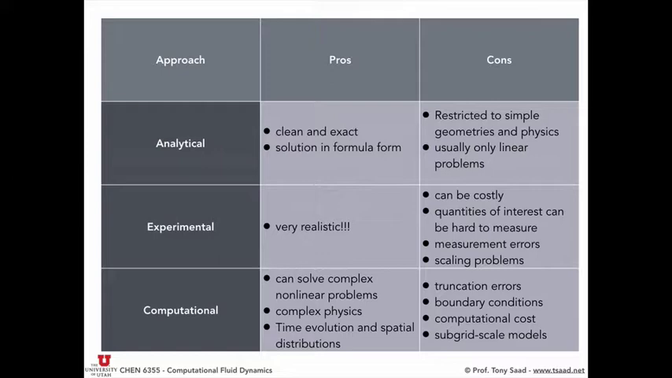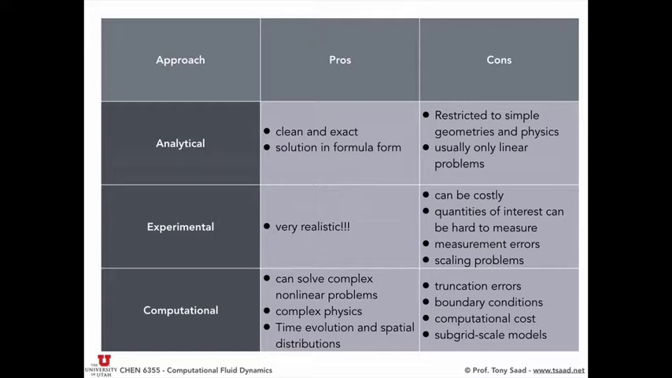So for analytical methods, they're clean and exact, simple. You can get a closed form solution, like the parabolic profile for flow in a pipe. They are in formula form. They're simple. You can just apply them at any point in space and get the velocity field, for example. But they're restricted to simple geometries and physics. So sometimes you have to assume the flow is inviscid, okay? Or you have to assume the flow is Stokes flow. That's purely viscous. There's no convective action going on.